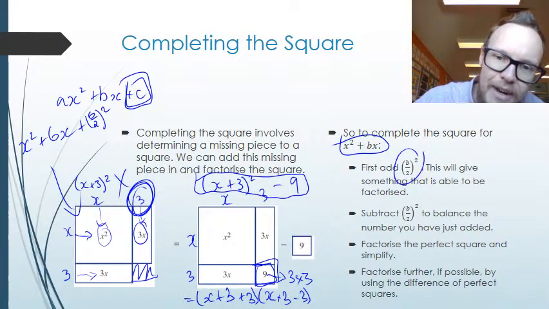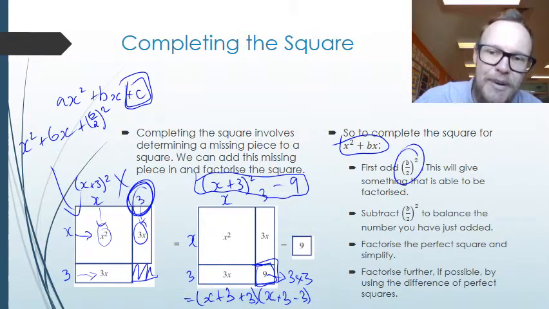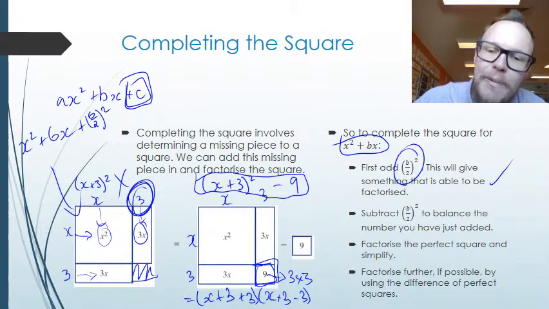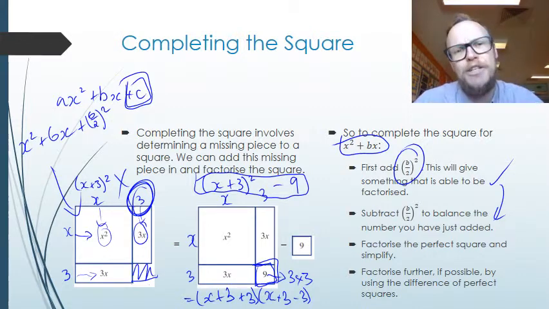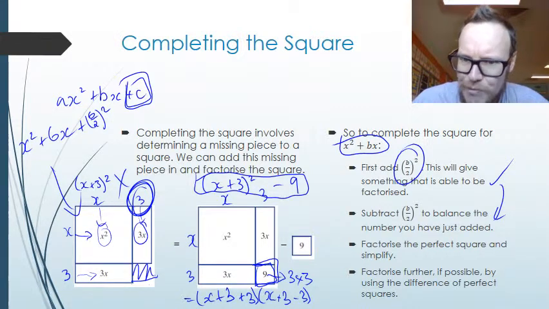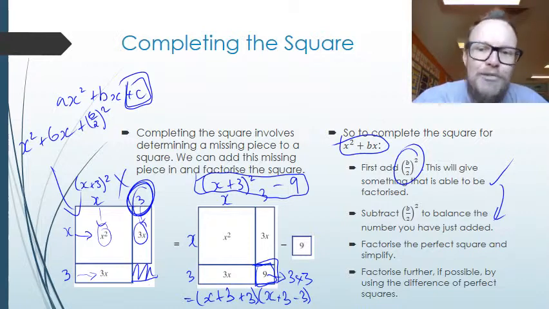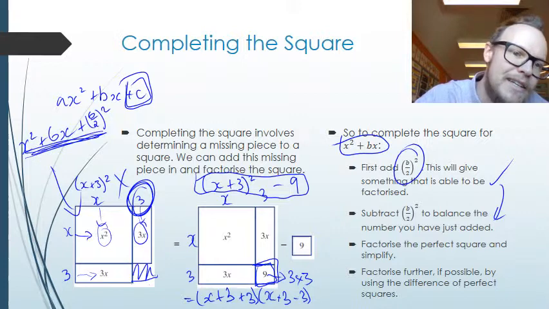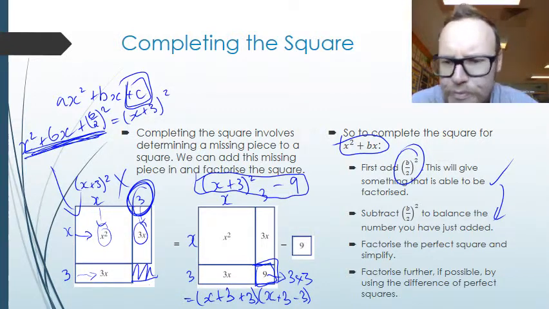So we add our b on 2 squared, and that gives us something that's able to be factorised, tick, and then we can subtract that b on 2 squared away to balance the number we've just added. So this is about balancing out and making sure it's going to be equivalent to what we started with. Then we factorise the perfect square and simplify it. The perfect square is the first part that we've dealt with. Factorise that thing, so x plus 3 squared. It's a perfect square now.